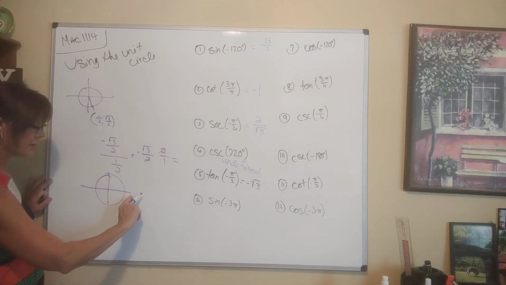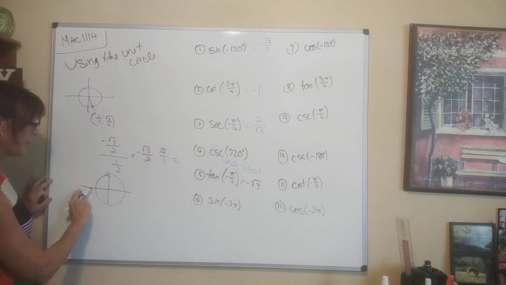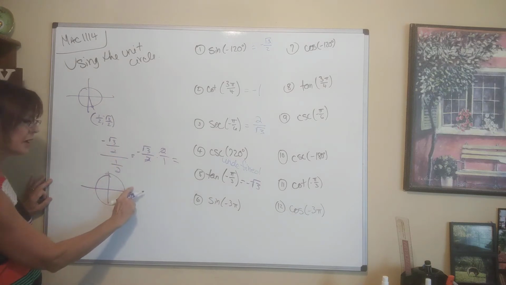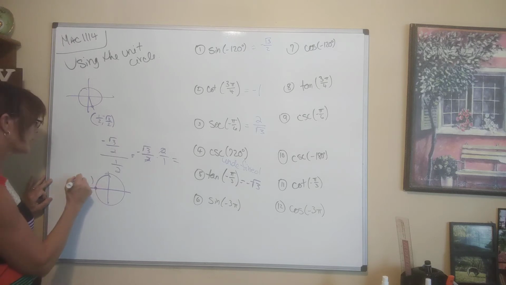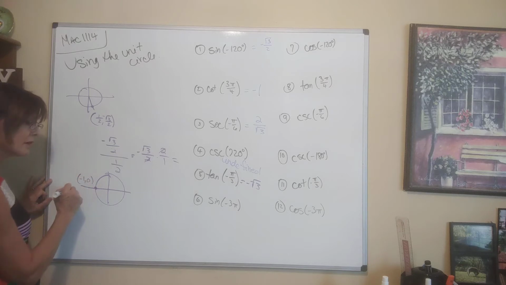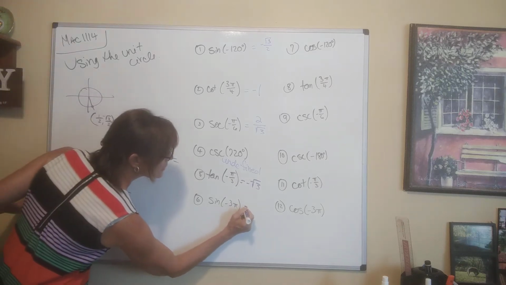Negative 3 pi. Let's go here. Negative pi, negative 2 pi, negative 3 pi lands me here. It's coterminal with pi. The coordinates right here are negative 1, 0. The sine of this is the y value, so this is equal to 0.